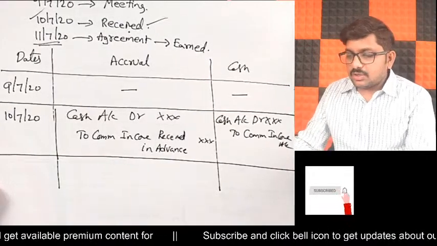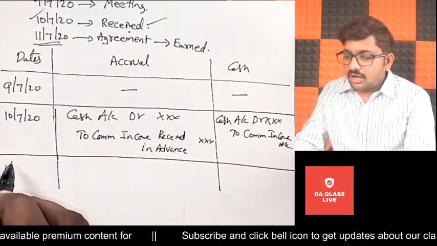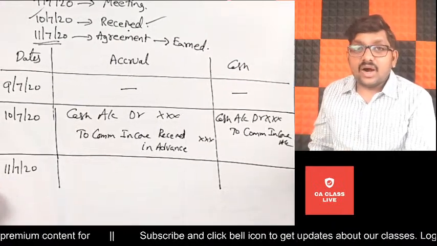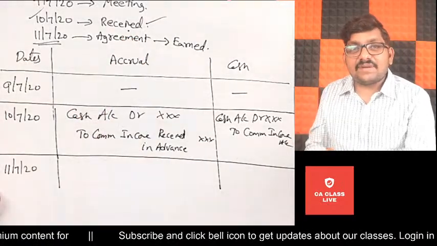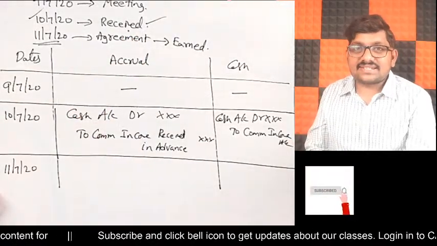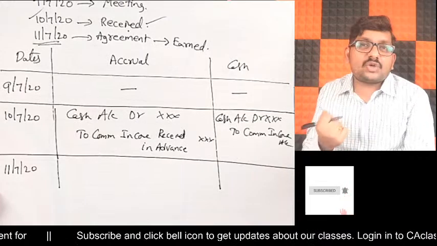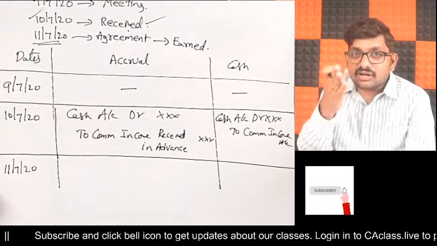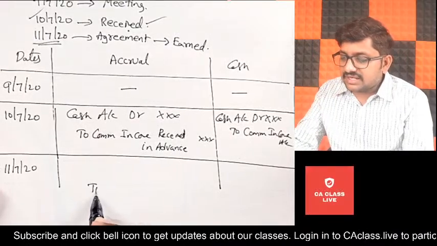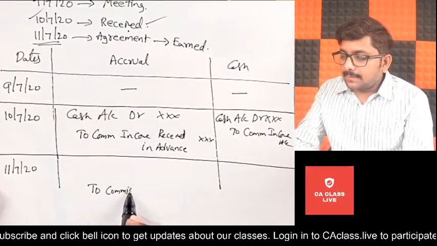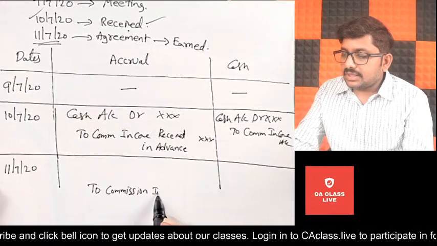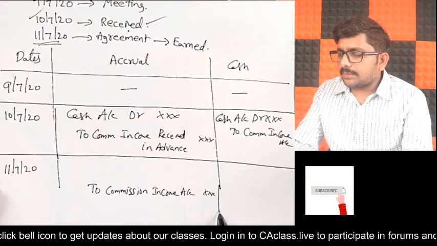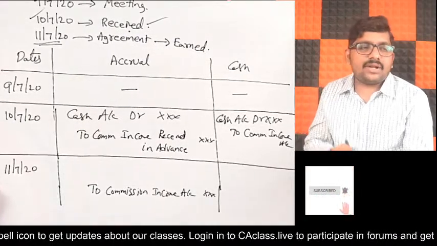Now, let me go through the next. If on 11th of July 2020, what will happen? On this day, agreement has taken place and you have the right to earn, you have the right to receive it. When you have the right to receive, you have to recognize your income. So I will recognize my income to commission income account. Okay, I will recognize my income now.